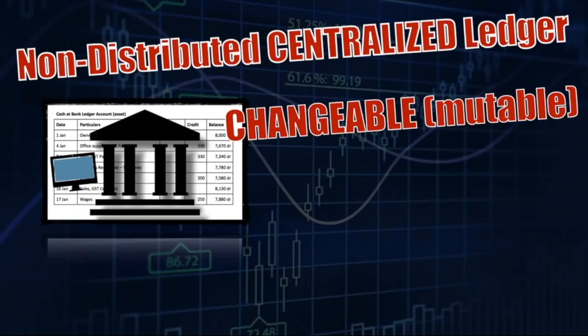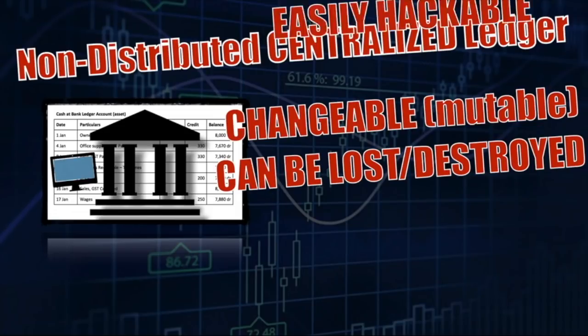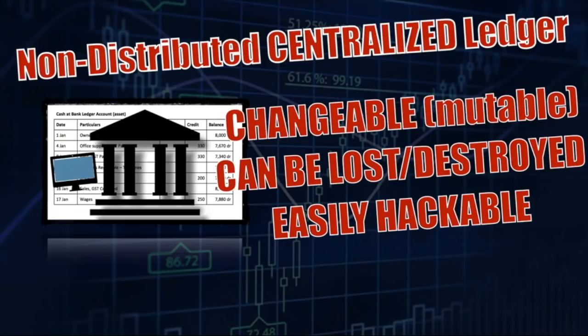Now, of course they say, oh, we don't change these types of things, but for accounting and all those types of services, you can change that with a quick tap on the keyboard or a swipe of the pen. Happens all the time. Take a look at Enron. It can be lost or destroyed if you have one centralized ledger. If there's some kind of natural disaster, of course, it can be wiped away. And it's easily hackable. Banks pay billions of dollars to make sure that they are not hacked, and they go through rigorous checks and balances to make sure this doesn't happen, and they still get hacked, and it still happens all the time.